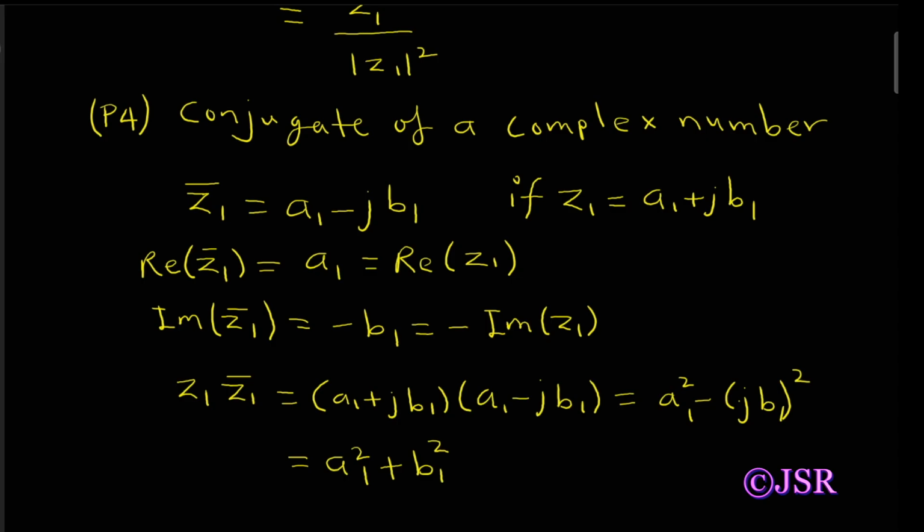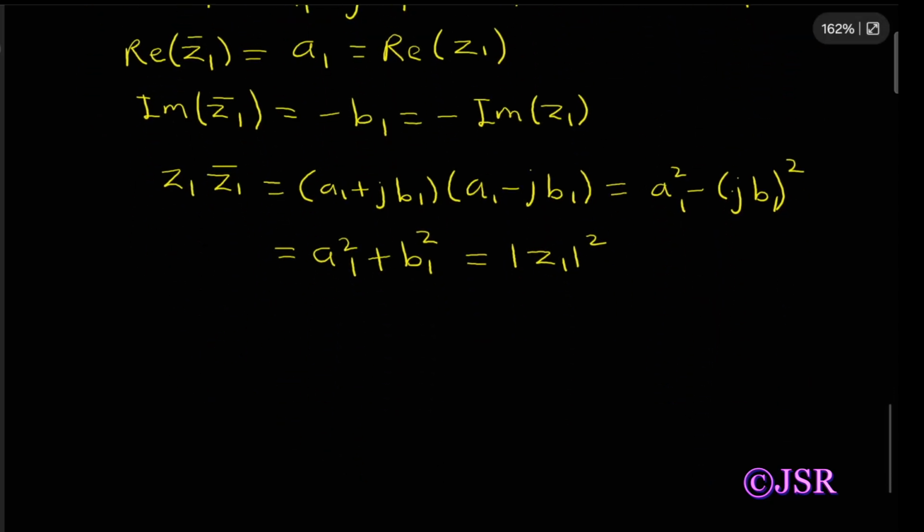So z1 into z1 bar equal to a1 square plus b1 square, and that is equal to mod of z1 whole square. So therefore z1 bar equal to mod of z1 whole square.